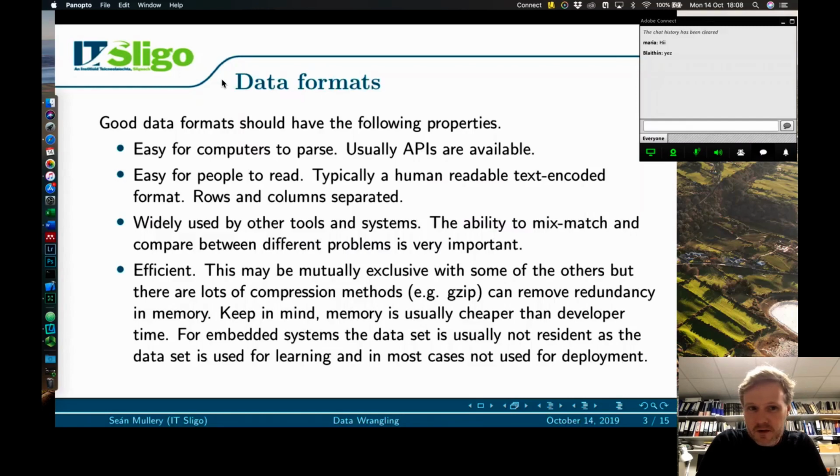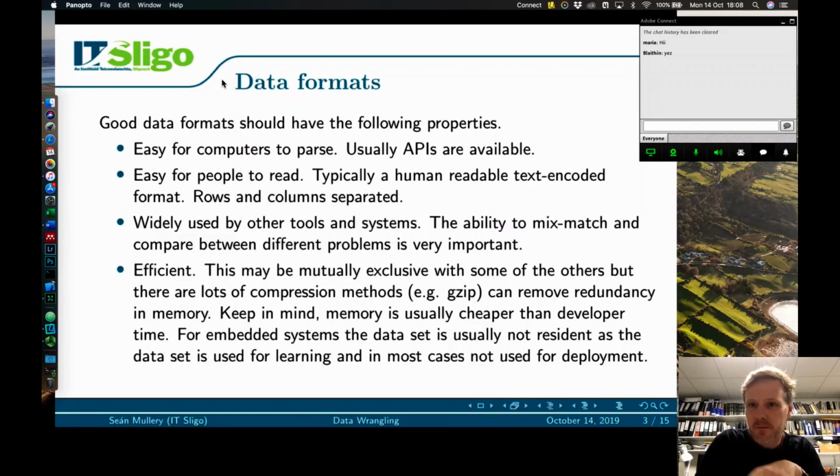And we might also have problems if we want to put it in an efficient way on one system, that might make it difficult to transport our port over to another system. So sometimes it's difficult to get the efficiency in there and also meet all the other criteria as well. So despite the fact that they might be mutually exclusive with some of the others, there are lots of compression methods that we can use.